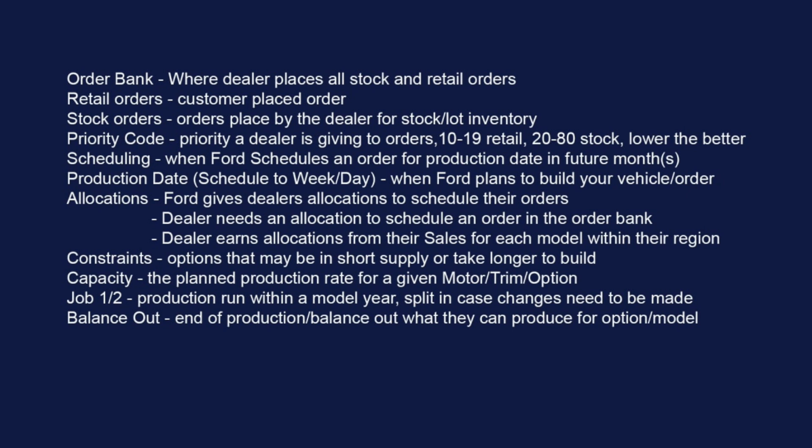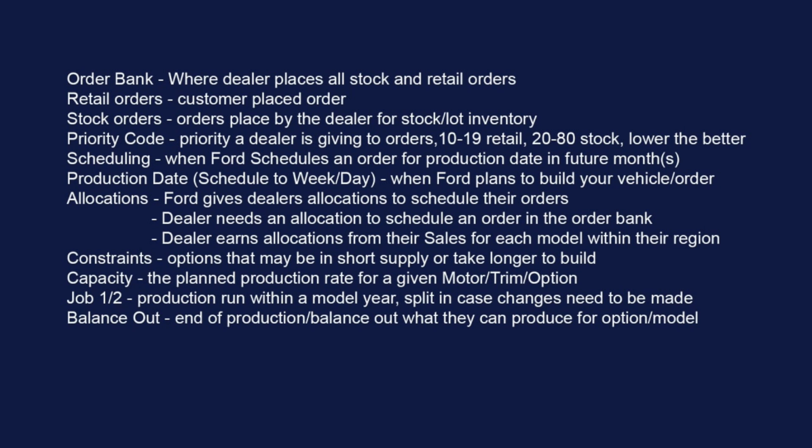Priority codes are what a dealer chooses, retail priority codes as well as stock priority codes. They could be anywhere from 03 to 19 for retail, and then stock ones are 20 to 80. The lower, the better, of course. So retail orders will always be looked at before stock, because the number is lower than stock, which starts at 20.